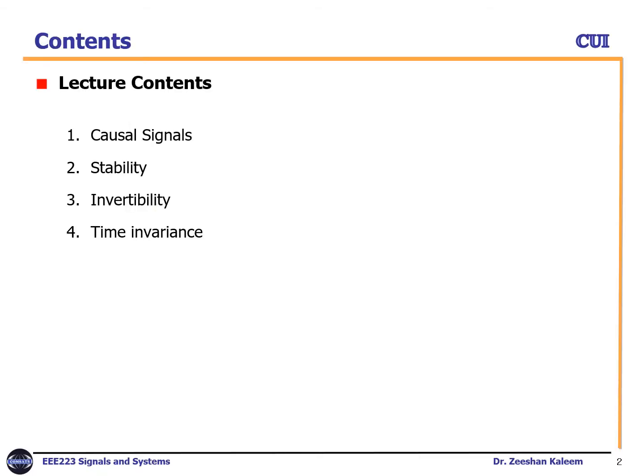Okay, let's start with the lecture contents. In today's video, we will discuss what causal signals are, how to know whether a system is stable or not, whether it's invertible, what the effect of time invariance is, and how to judge whether a system is time invariant or not. Let's go further.